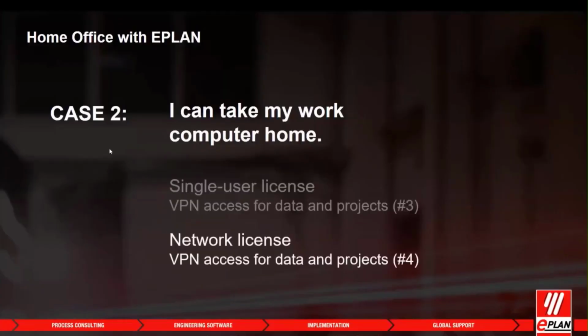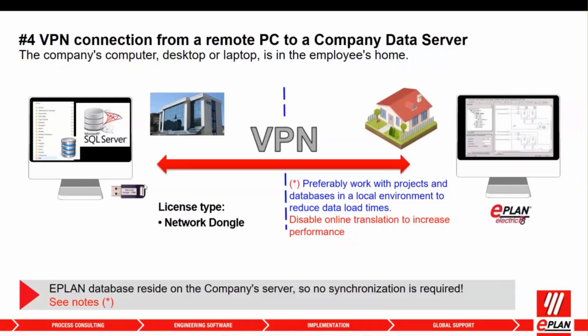Okay. On the second scenario here, we have a network license, and then we are going to use a VPN for data and project access. This case is very much similar to the previous case. The only difference is that you don't have the license with you. You just have to maintain the VPN connection to obtain the license as well.